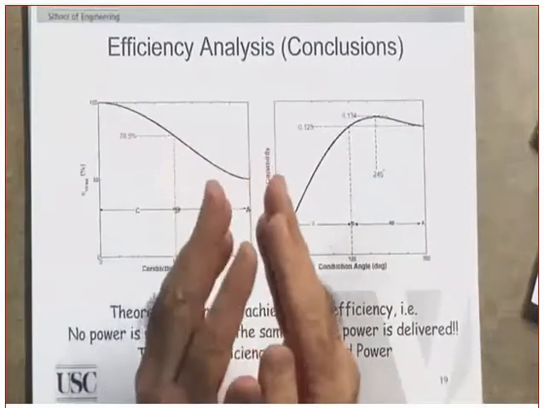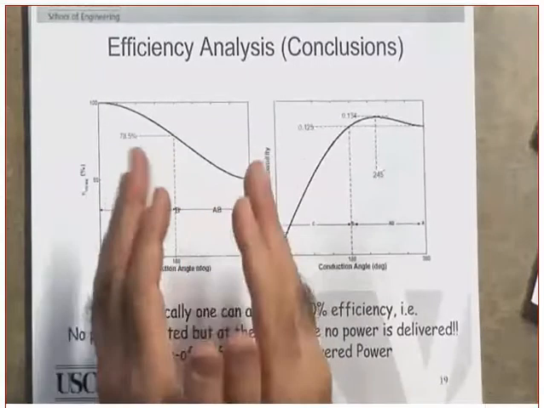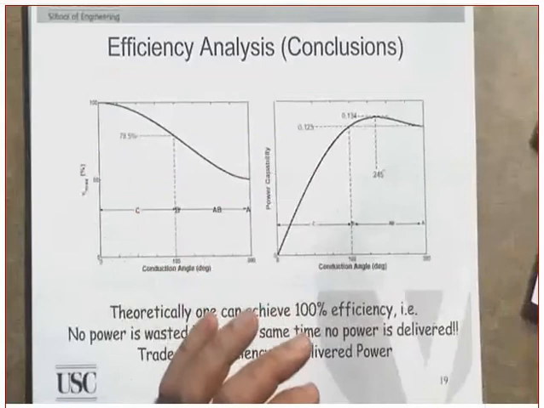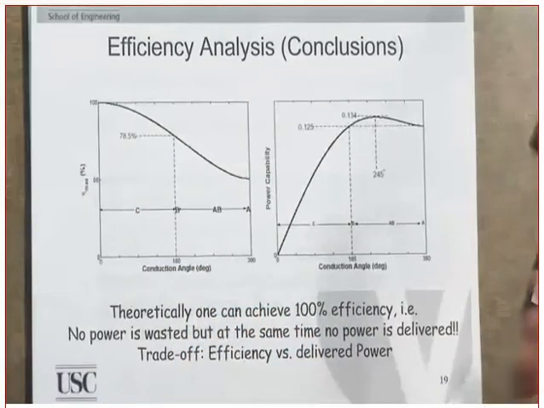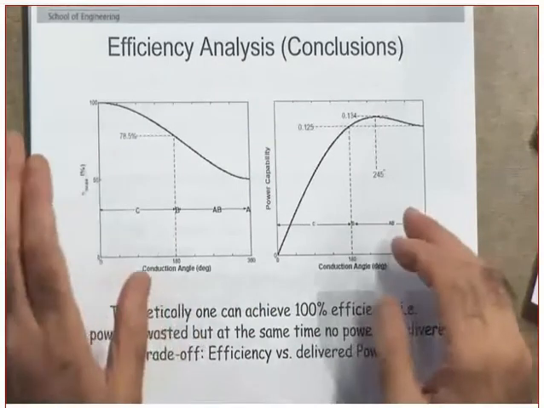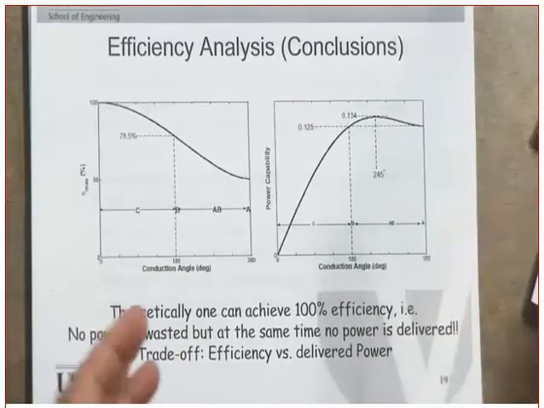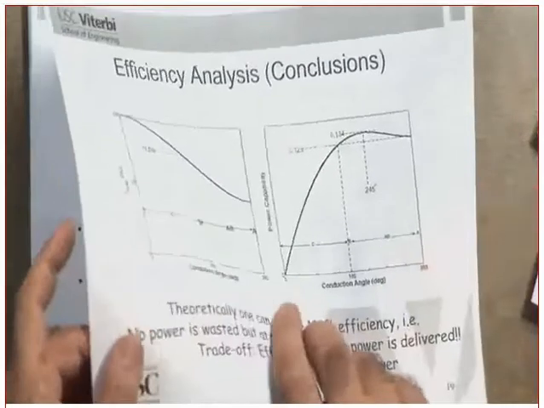We found that if we want the efficiency to approach 100%, the problem is that the power delivered to the antenna will approach zero, which means I'm not delivering any power to the load. The load being the antenna in this case. So that is the trade-off. Improving the efficiency, but at the same time the power will approach zero. Clear?